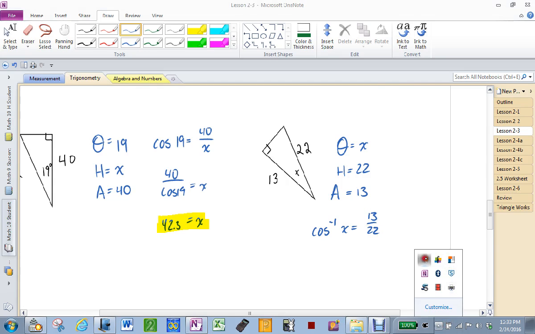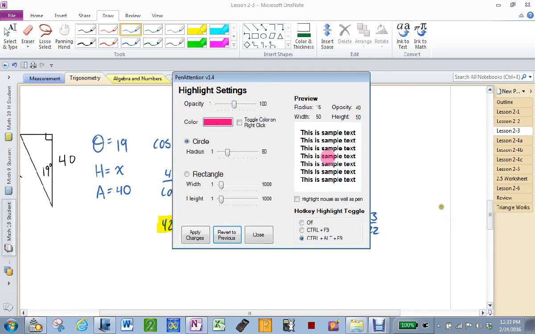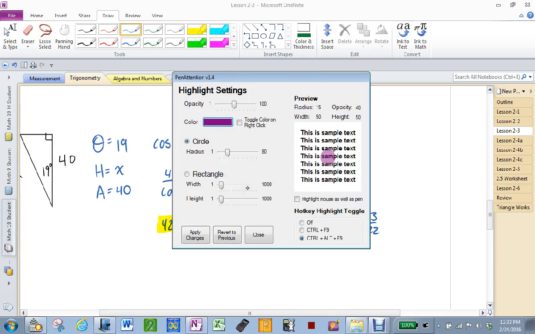Where's my little light? It appears to have disappeared. There we go.